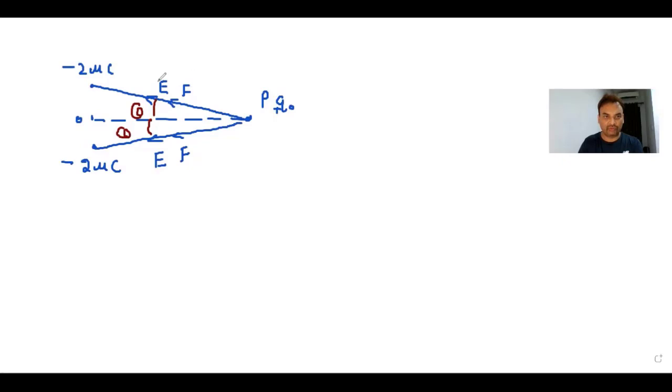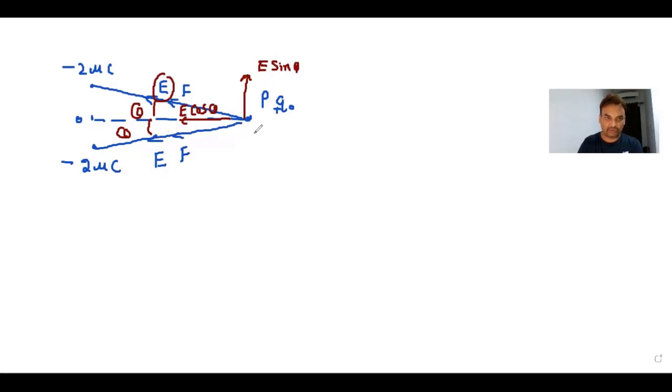So first of all, I will resolve this into two components, right? So this will become E sine theta, right? And E cos theta will be along this direction. This will be E cos theta, right? E cos theta, E cos theta. Okay, so I resolve this E into two components, E sine theta and E cos theta.